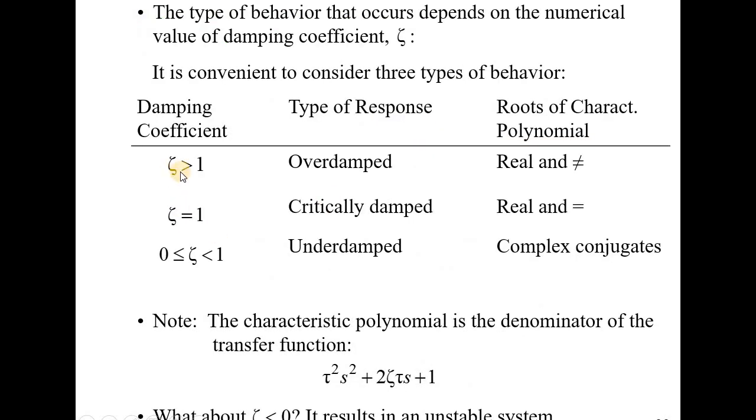When xi is greater than 1, I am having an overdamped process, and the reason is that I have real roots which are negative, and they are not equal. Critically damped is just a stage between the two, and we have equal roots. Underdamped is between 0 and 1, and we are going to have complex conjugates. And for complex conjugates, the real part is negative. I need to say that.